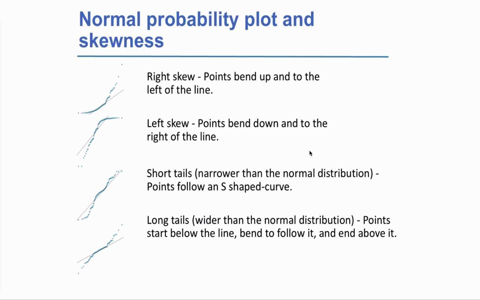For right-skewed data, your points are going to bend up at the end. Left-skewed data, they bend down at the beginning. If you have short tails, your distribution is narrower than a normal distribution. You're going to get something kind of S-shaped. And if you have long tails, you get something like this. That's a line, but off of the trend line. I guess kind of S-shaped. Lightning bolt shaped, backward S-shaped. I don't know what that is.